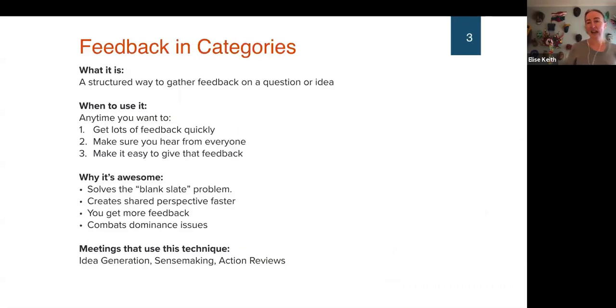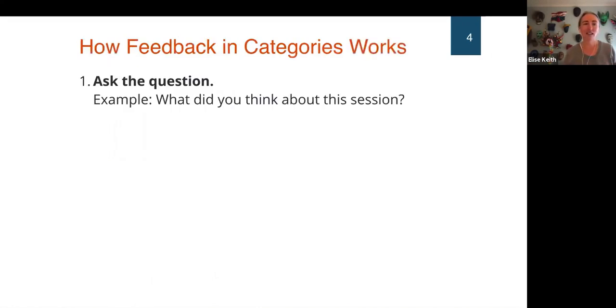Feedback in categories is what happens anytime you ask the group a question and say, I want to get a whole bunch of ideas in reply to this question very, very quickly. It's wonderful for making sure that you hear from everybody, not just the loudest people, and for getting lots and lots of ideas. You have copies of this slide so you can read the words later. You ask the question, and the question we have for practicing this one today is, what did you think about this session?